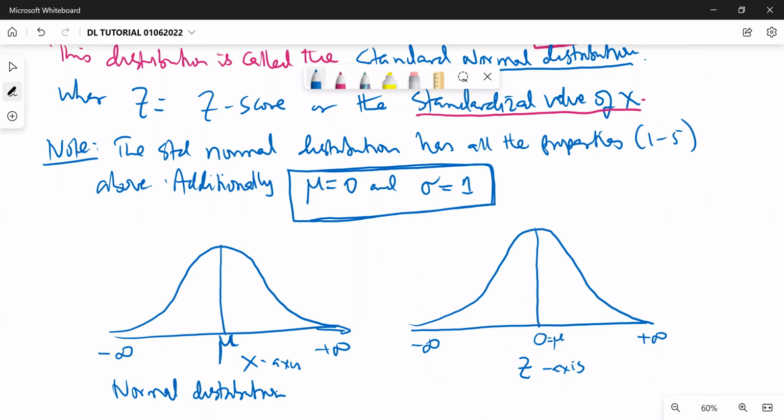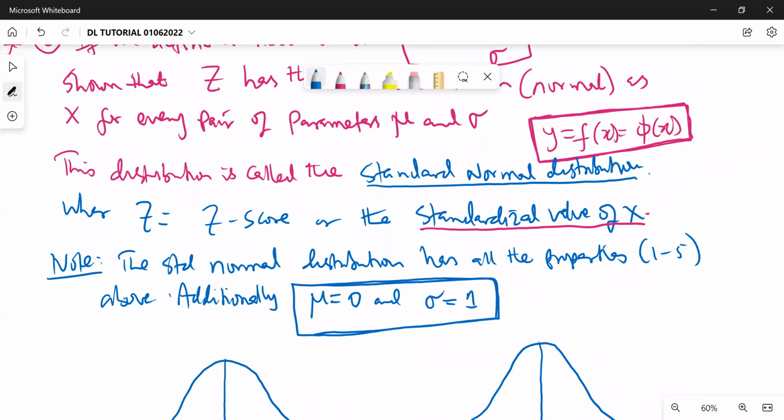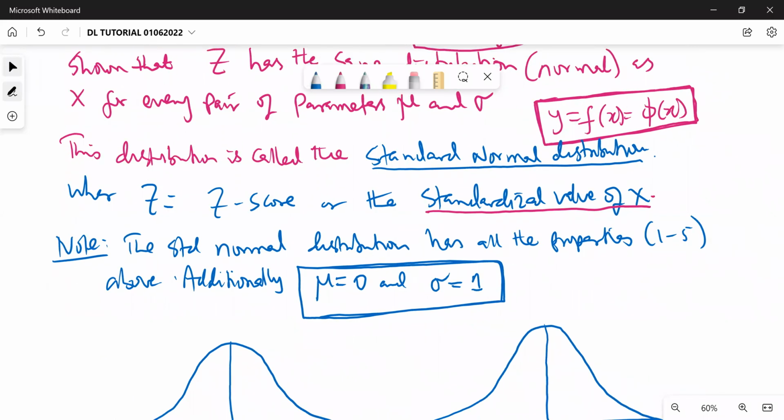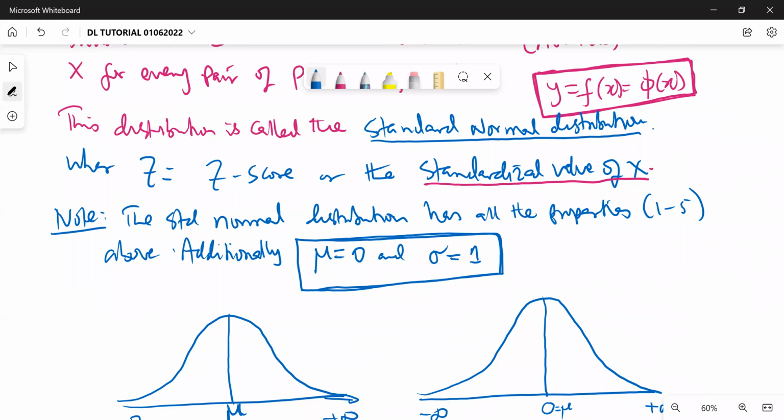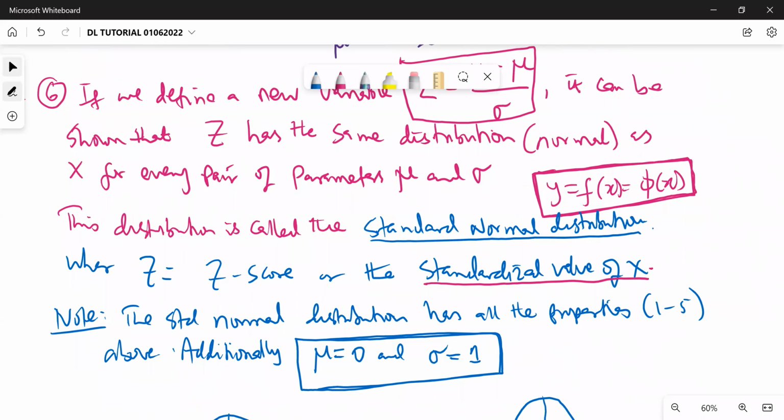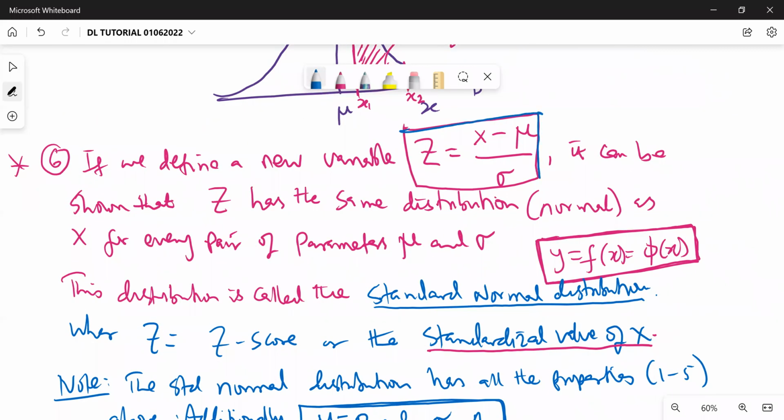And you have noticed that Z is just another version of X, which is given by the formula that we stated here. This formula is very useful.